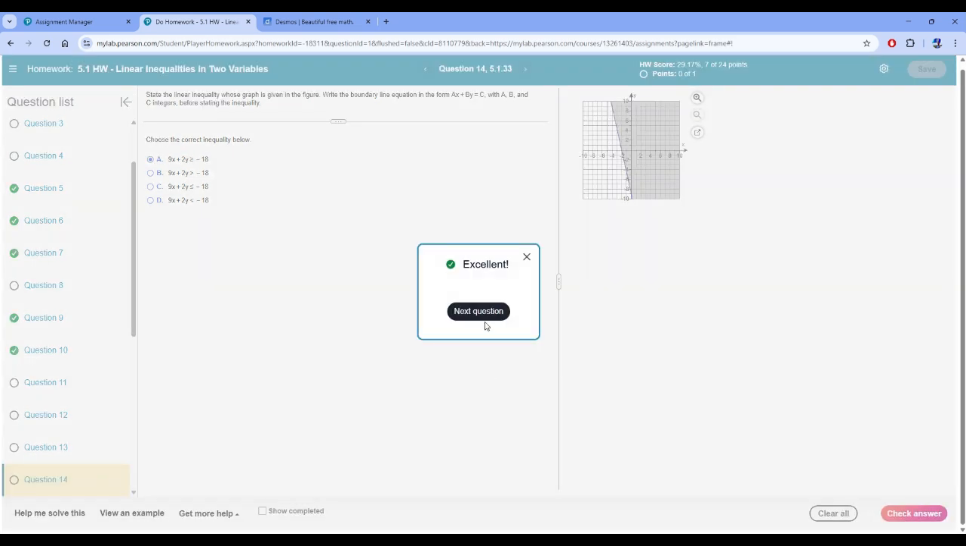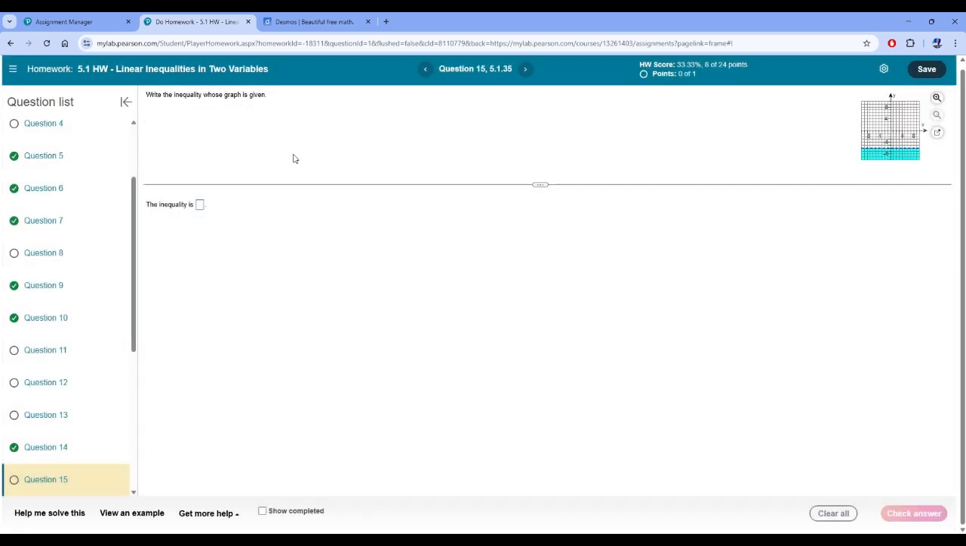Process of elimination, guys, this is multiple choice. Try to understand what the question's asking and really understand what is going on. Makes it a lot easier.